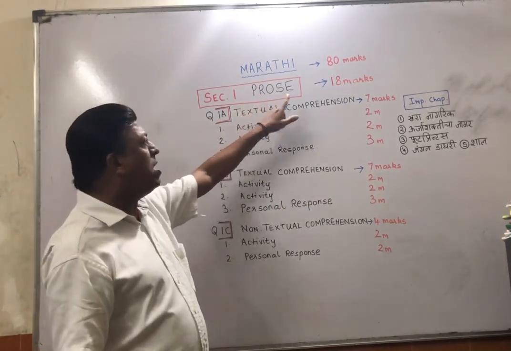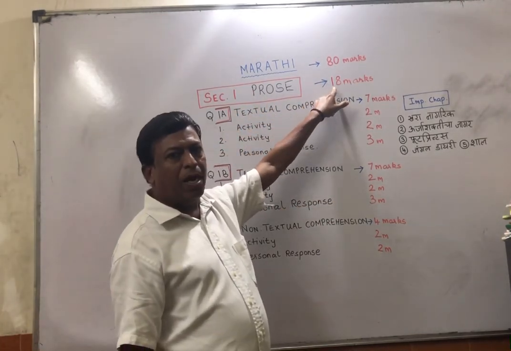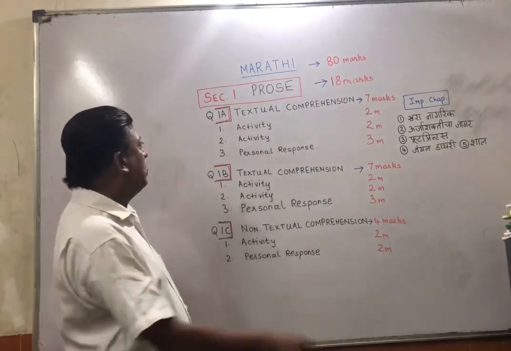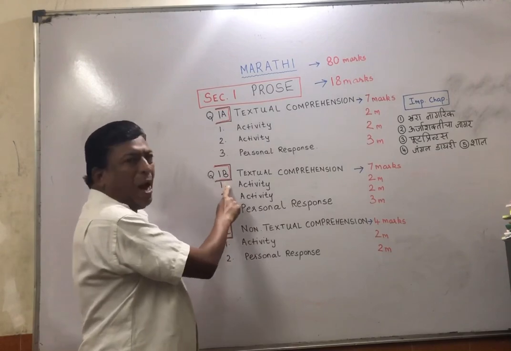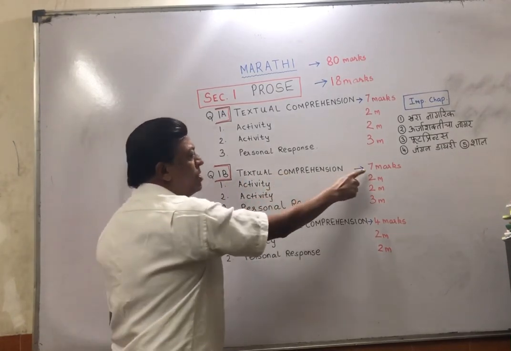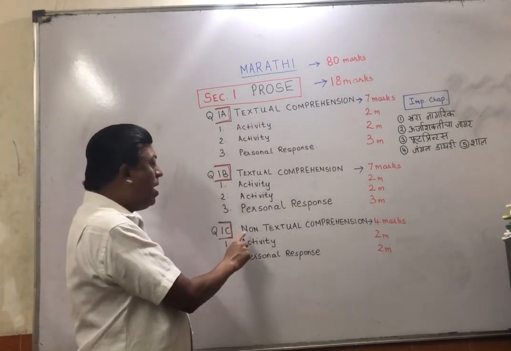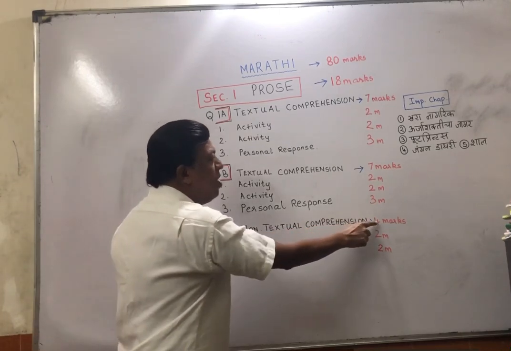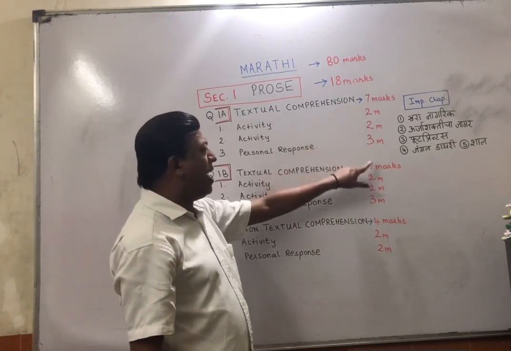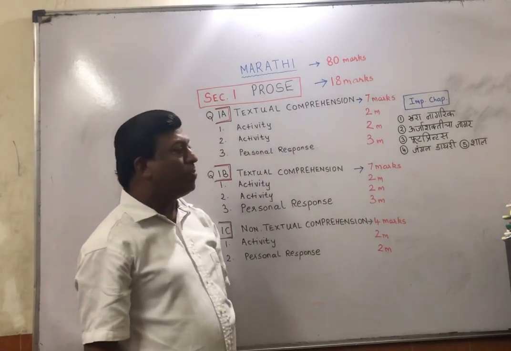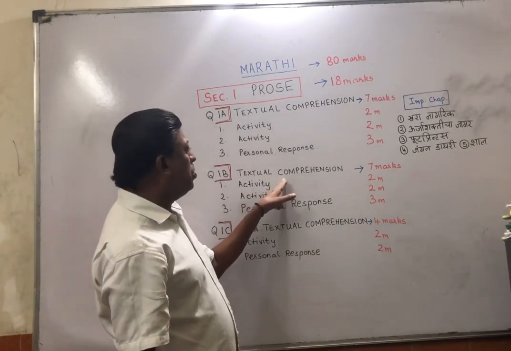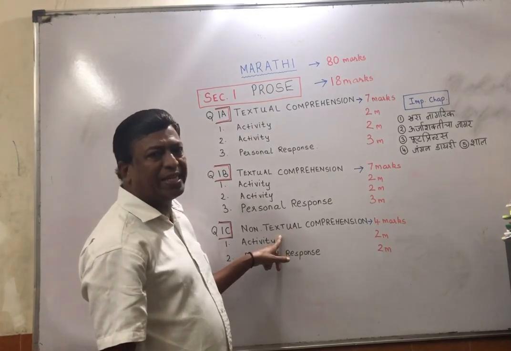That is section 1, which carries 18 marks. Now there are total 3 comprehension. 1A textual comprehension 7 marks, 1B textual comprehension 7 marks, 1C non-textual comprehension 4 marks. So 7 and 7 14, 14 plus 4 18 marks. Now these 2 are textual and 1 from the outside unseen passage.